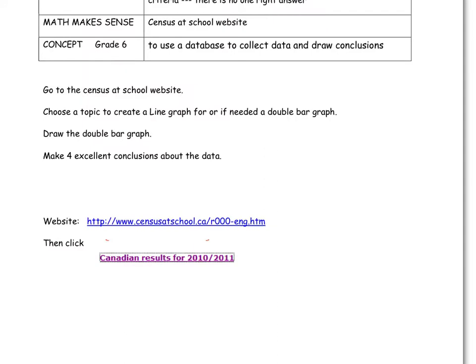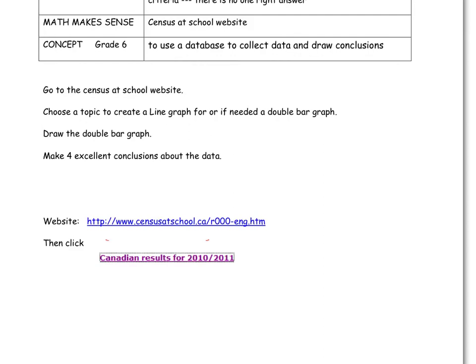All right, now you are going to use a database to collect data and then to draw conclusions based on that data. So here's the link that you're going to use. It's the Census at School data. The latest results was 2010-2011, so use that information. You can pick whichever topic you want to create a line graph or possibly a double bar graph. Draw the double bar graph or the line graph, and then make 4 excellent conclusions about the data.